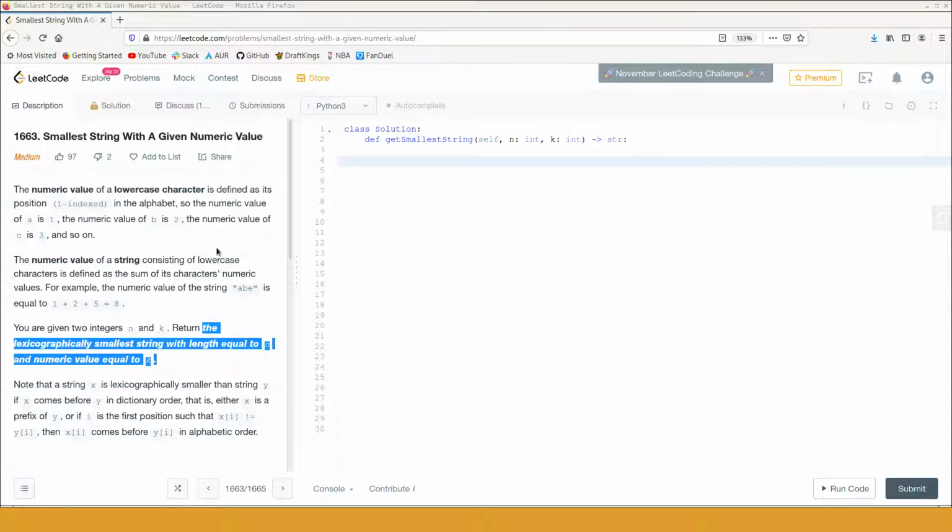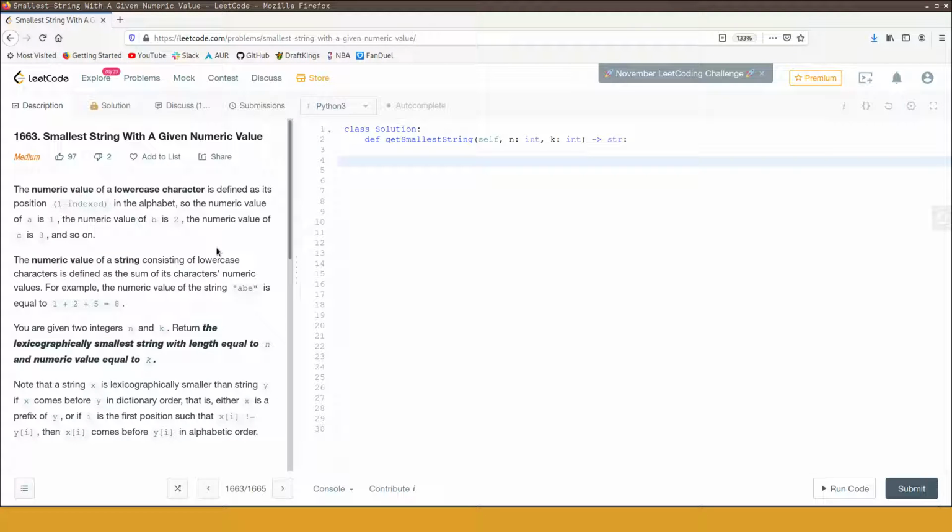Let's get into it. The numeric value of a lowercase character is defined as its position in the alphabet. So the numeric value of A is 1, the numeric value of B is 2, and the numeric value of C is 3, and so on. The numeric value of a string consisting of lowercase characters is defined as the sum of its characters' numeric values. For example, the numeric value of the string ABE is equal to 1 plus 2 plus 5 equals 8.